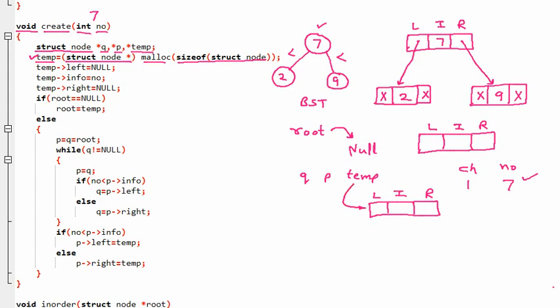Now temp left is equal to null, so here left is null. Temp info is equal to number, so that 7 number we are placing at the info part. Temp right is equal to null, so at the right we are putting the null. So one node is successfully created. Now we have to put this node in a specific location, because this is a binary search tree. In the binary search tree all the nodes are at their proper position.